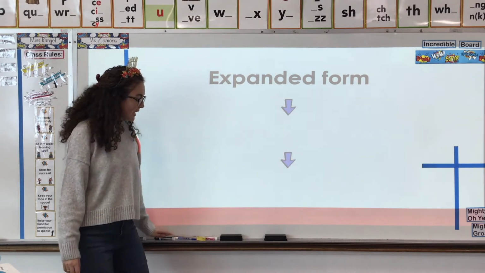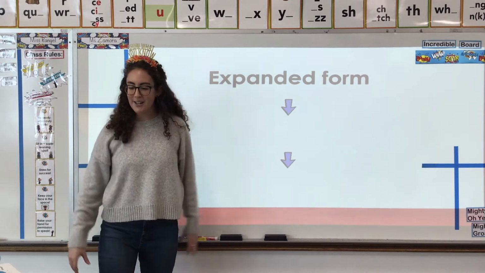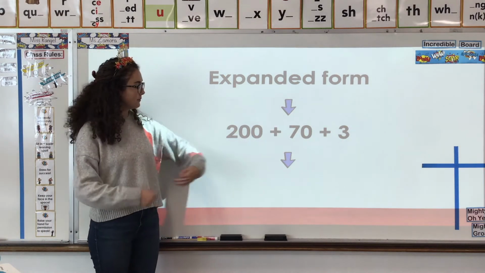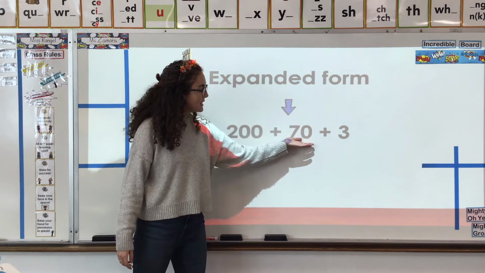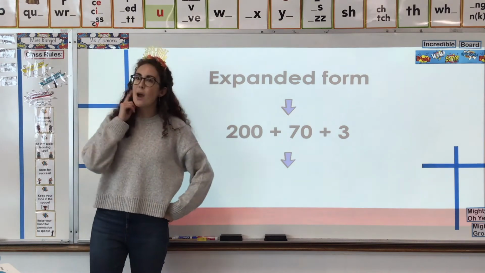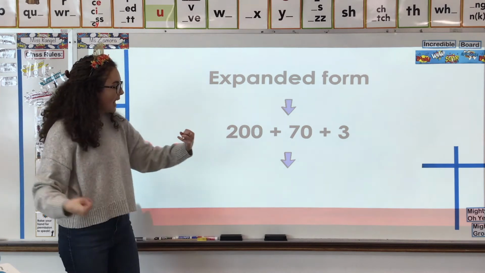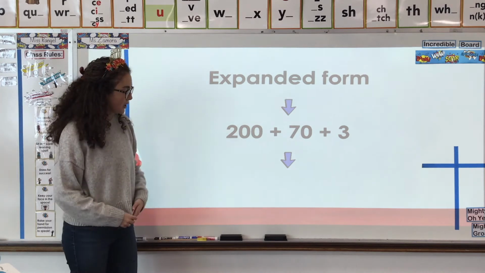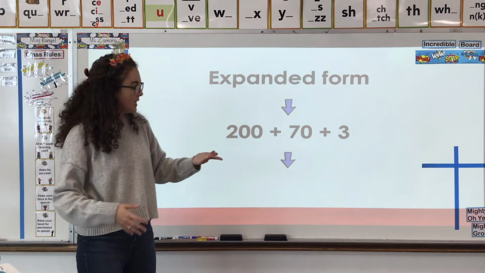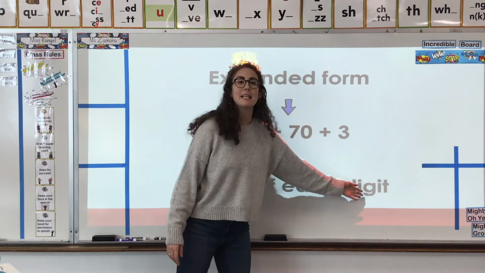So if we're writing a number in expanded form, we're going to make it bigger. And for an example, 273 becomes 200 plus 70 plus 3. So what does it mean to write a number in expanded form? We took it apart and we now can see the value of each digit. The value of each digit.